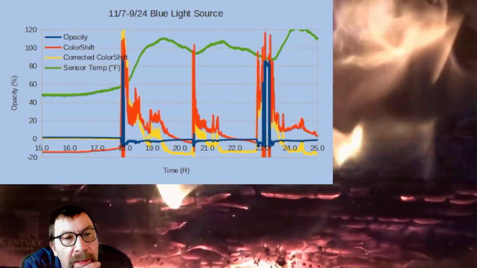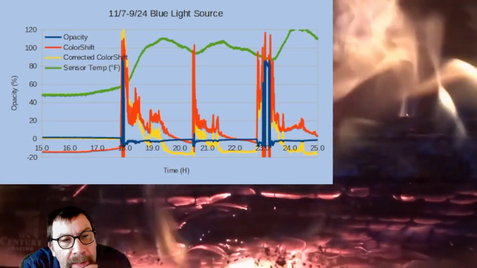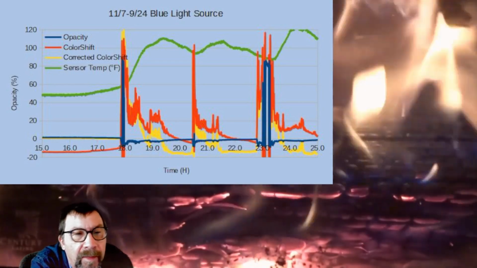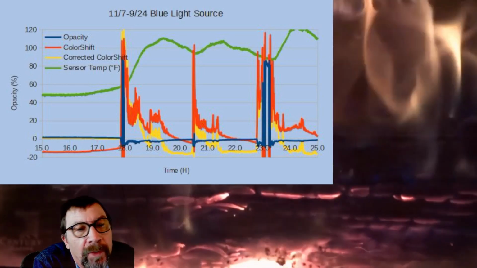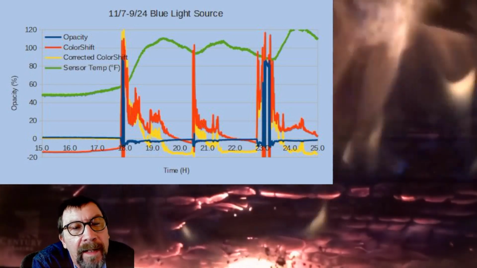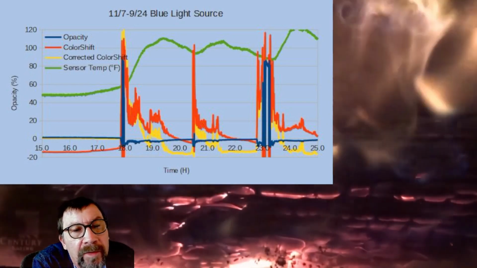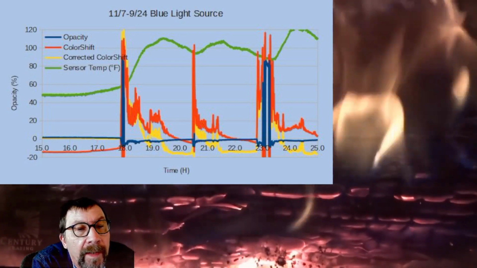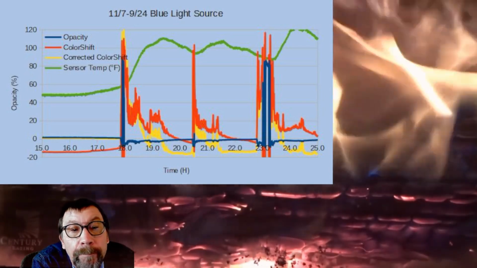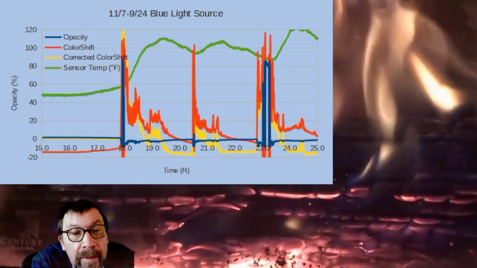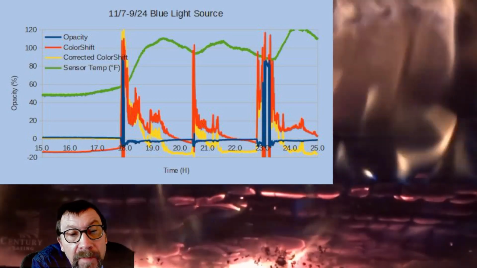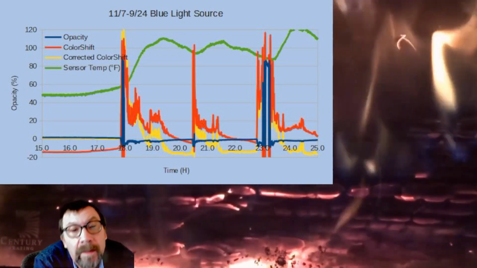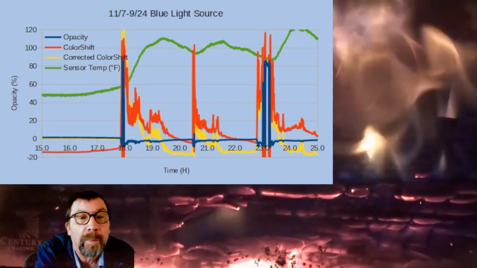So the data we get from the blue light has some benefits. It's very stable. You see between 15 and 18 hours of baseline. It's just not moving around at all. The temperature is the green line around 50 degrees Fahrenheit. We put a fire in and we get momentary opacity measurements up to 80, but really only for a few minutes.